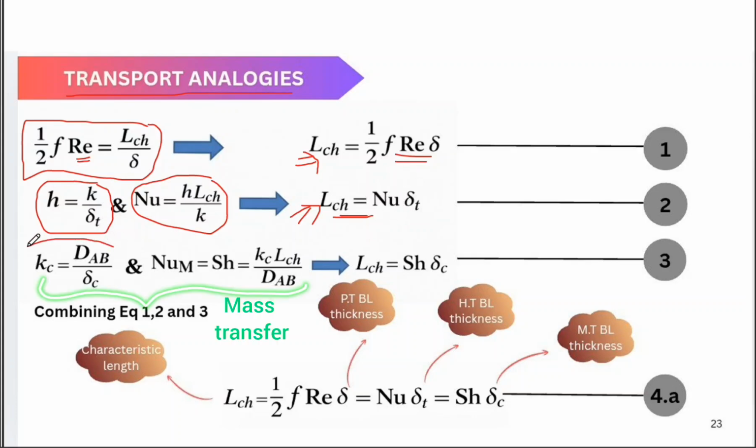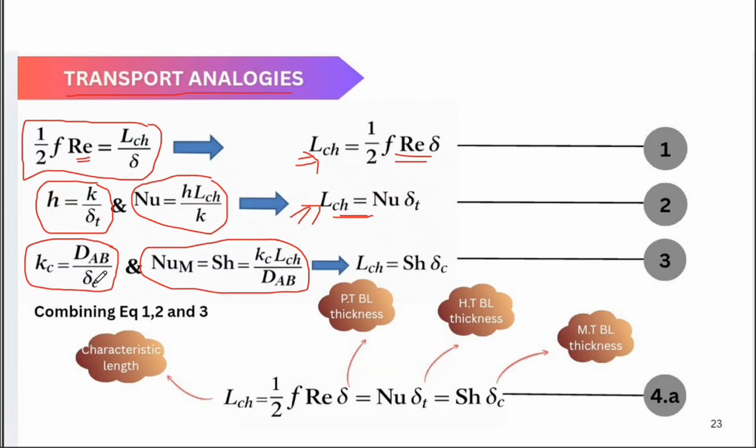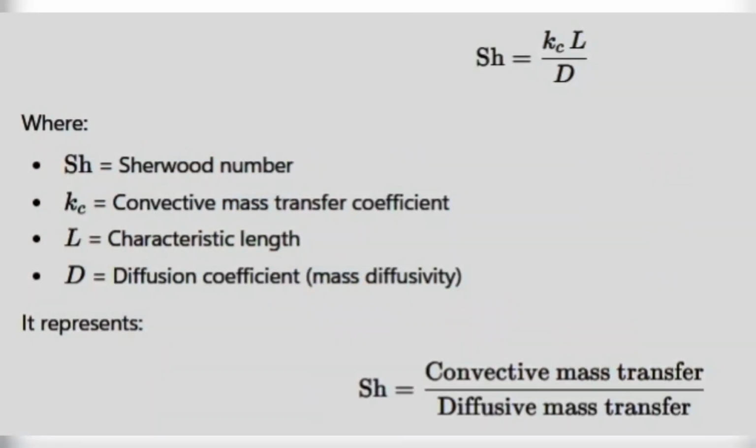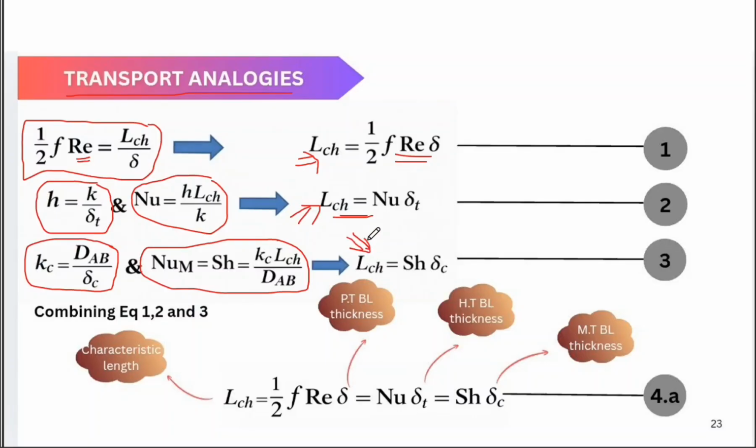Third is mass transfer. Kc equals DAB upon delta C and Sh equals Kc LCH upon DAB, where Kc is the mass transfer coefficient, DAB is the diffusion coefficient of species A and species B, delta C is the concentration boundary layer thickness, Sh is the Sherwood number, ratio of convective mass transfer to diffusive mass transfer. Rearranging them gives LCH equals Sh into delta C.